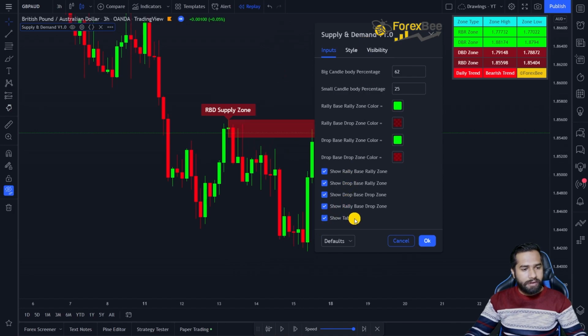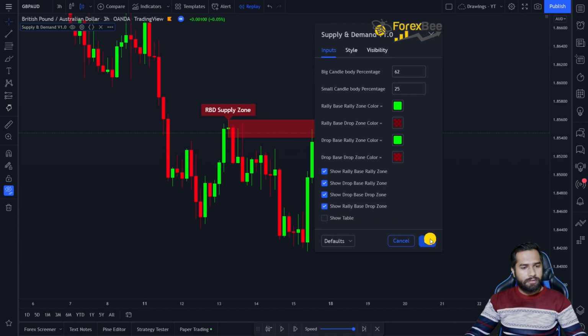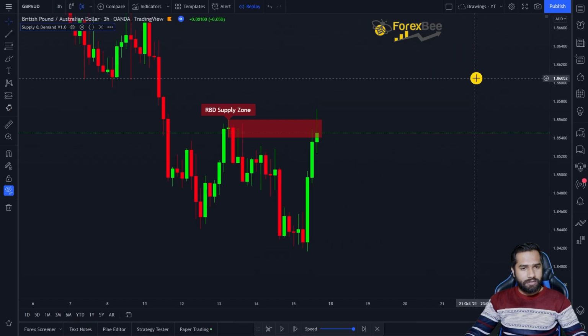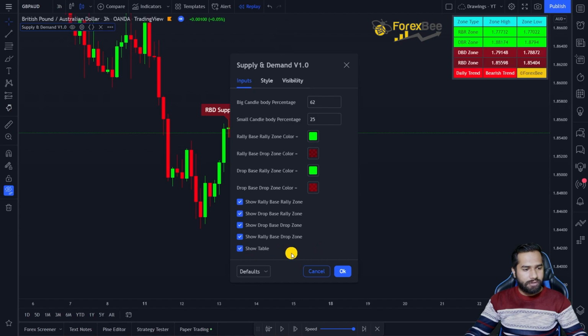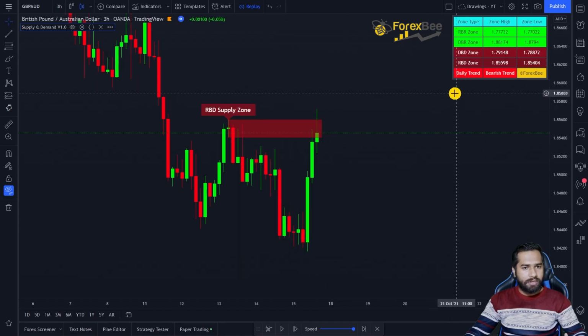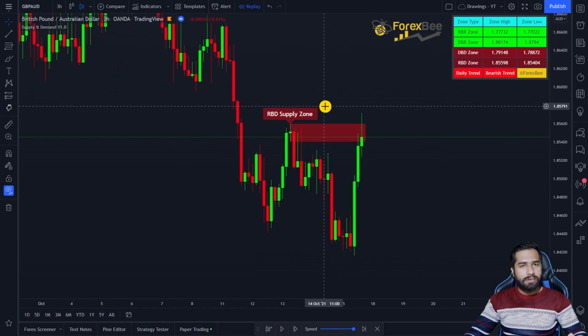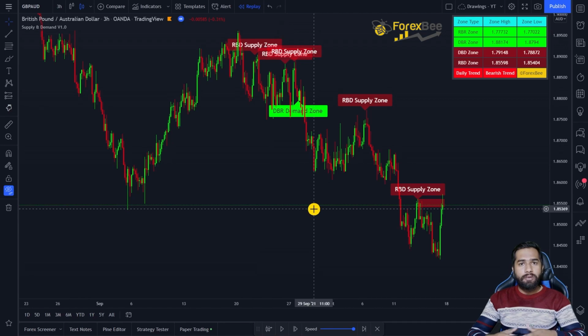And in the end you get an option to show or hide the table. If for some reason you want to hide this table, you can uncheck this box and the indicator will hide it. Here you can see the table is gone, and if we want to bring the table back, we can go into settings, check show table, and the table will show up again. So these are all the features that we have added into our supply and demand indicator, and we're constantly working on this indicator to add more confluences and more features, which will be very helpful to you.